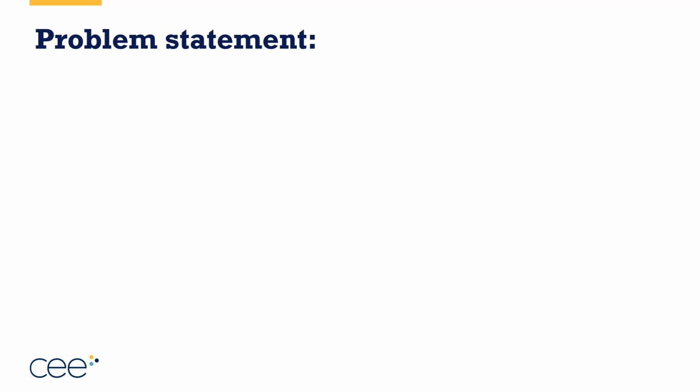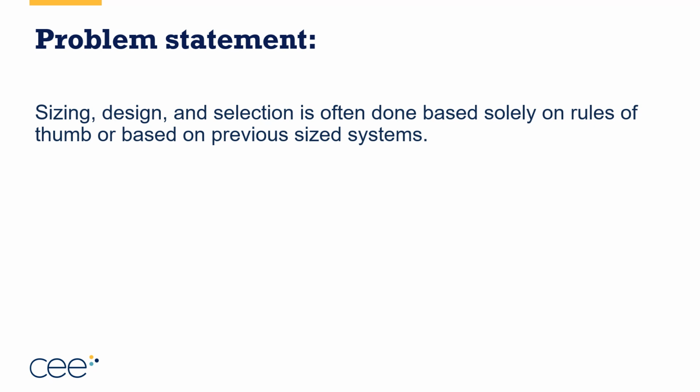So let's wrap all this up into our problem statement here. Sizing, design, and selection is often done solely based on rules of thumb or on previously sized systems. This is what we're finding over and over and over again, and you just saw the results of when we do this. We find our systems are very much oversized. People are not doing good data entry, and we're not getting very reasonable results.